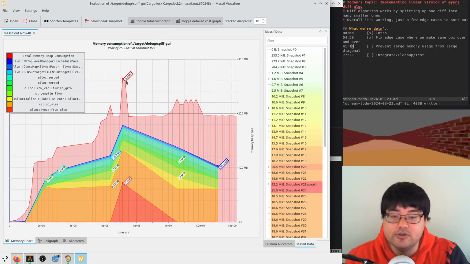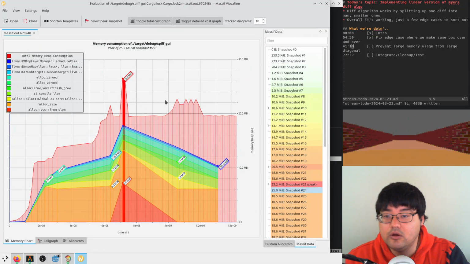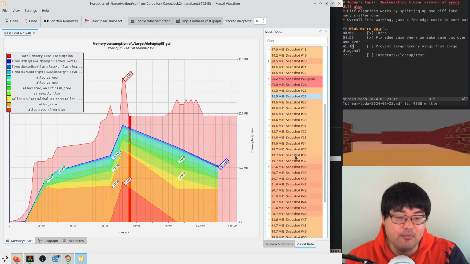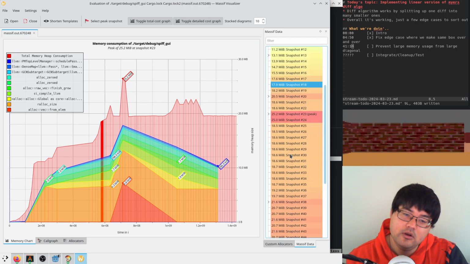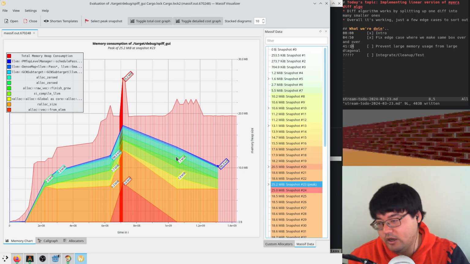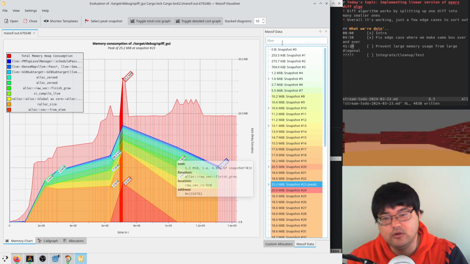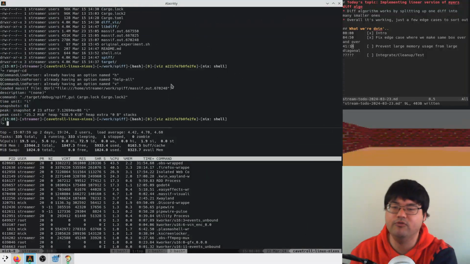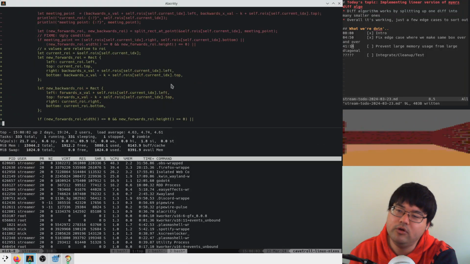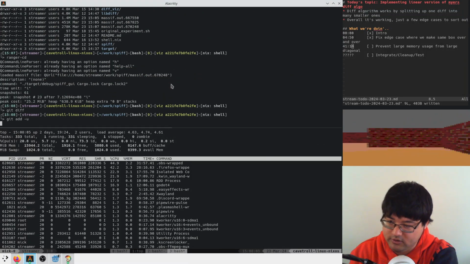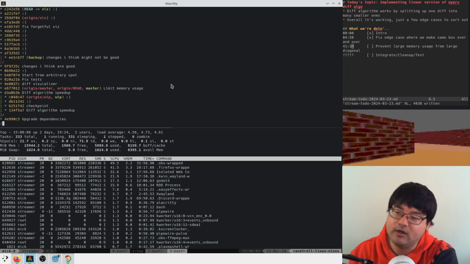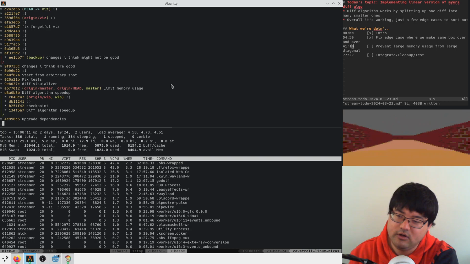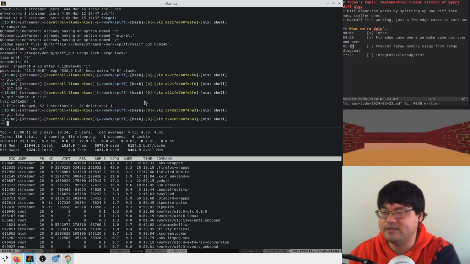Okay. So it looks like peak memory was 25 megabytes, which is still quite a lot. But can we compare that to how it was before? So let's git add, git commit -m smiley face. And can we maybe go back to master?